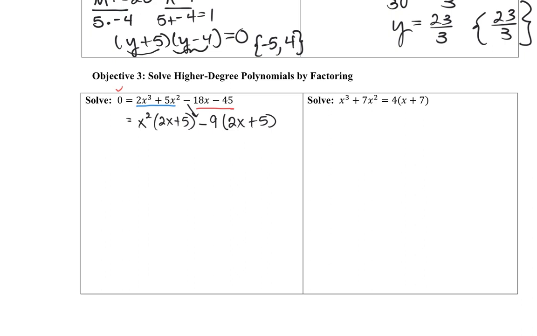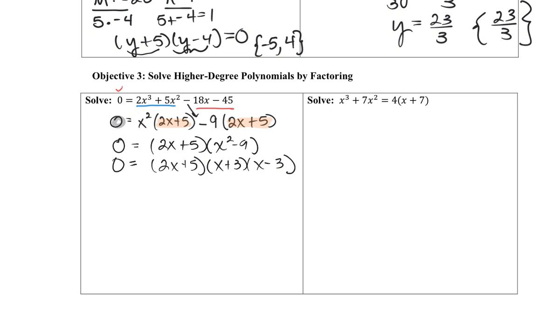And look at that. I have a common factor. So following along, 0 equals, pull out that common factor, 2x plus 5, and then I have an x squared minus 9. So then 2x plus 5 times, now hopefully you notice that is the difference of squares, right? X squared minus 3 squared. So that's x plus 3 times x minus 3.